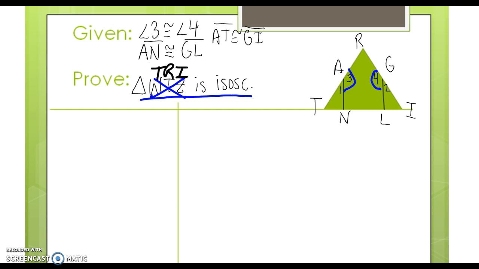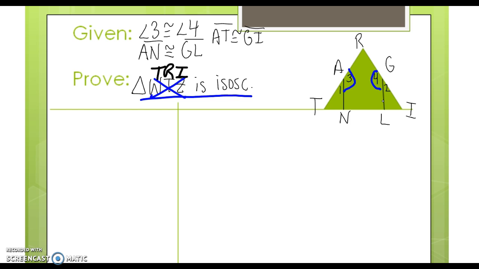Okay, so we're trying to prove that this guy is isosceles, and that means we need either two pairs of sides congruent or two pairs of angles congruent. Now, the name of the game for this chapter is congruent triangles, so you can probably look at this picture and guess that we're going to try and get triangle ATN congruent to triangle GIL. In order to do that, we want our given information.